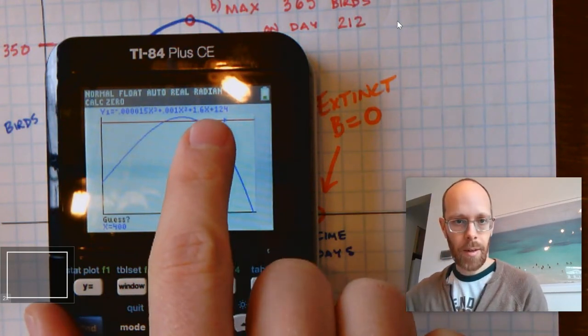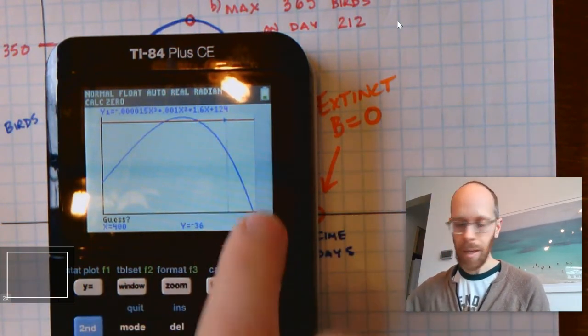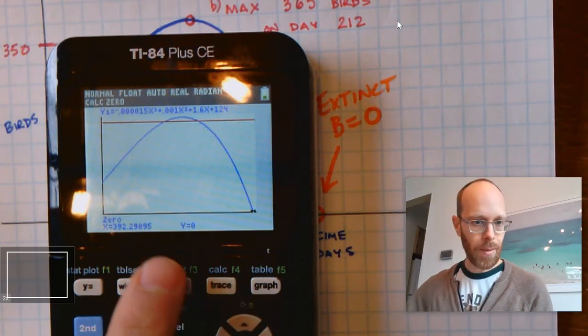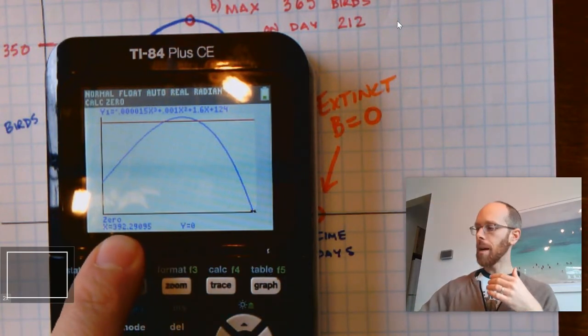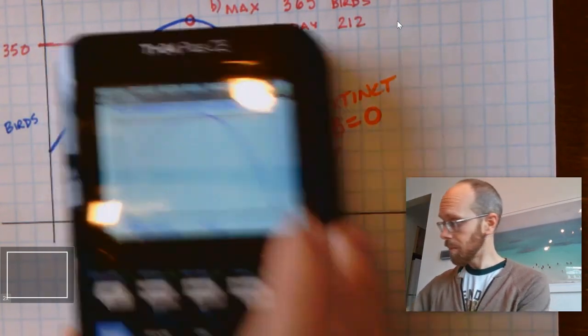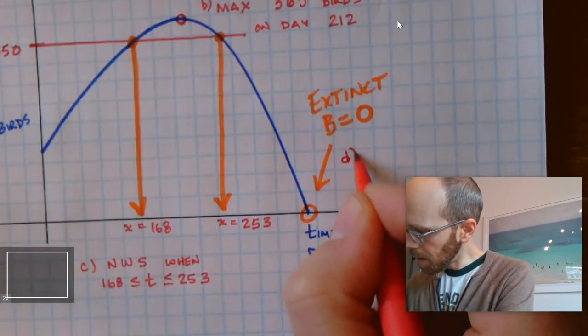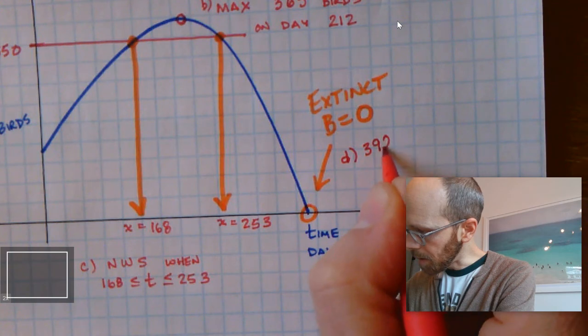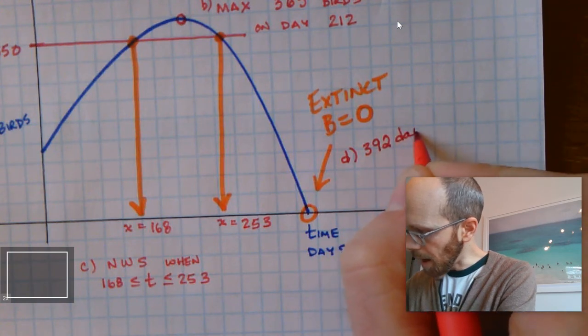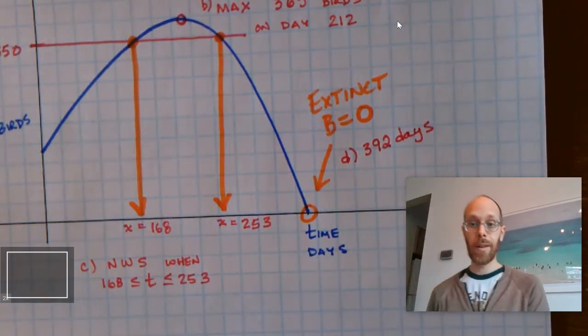You can see there's my left bound. My right bound is right here. If I hit enter, it gives us that this happens on day 392. So the answer to D is 392 days, or on the 392nd day.